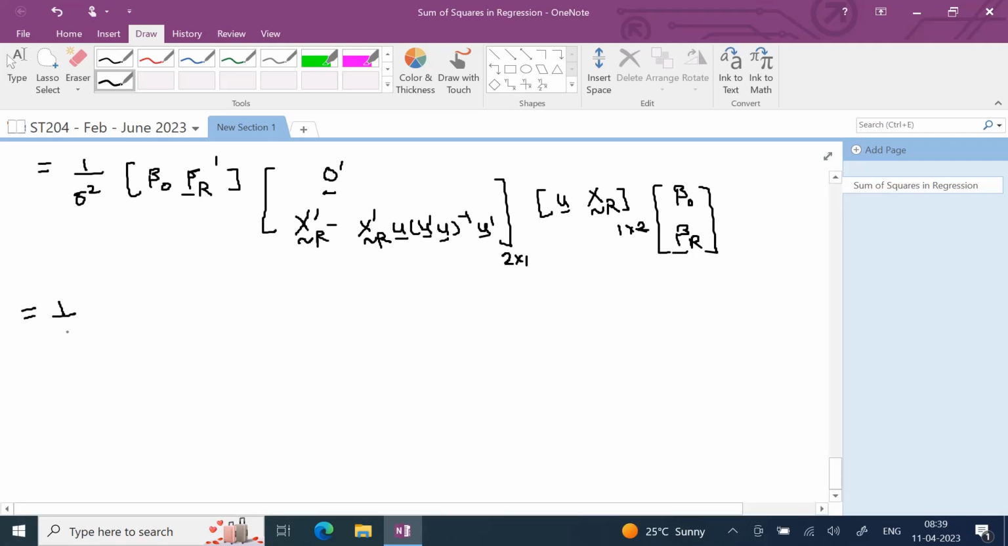So let me see. The first thing I will keep as it is, this beta naught and beta r prime. Now this becomes 0 prime into u. So this stays 0. 0 prime into u becomes now a scalar 0. Then 0 prime into xr becomes vector 0. Then I have xr prime u minus xr prime u, u prime u inverse, u prime u.